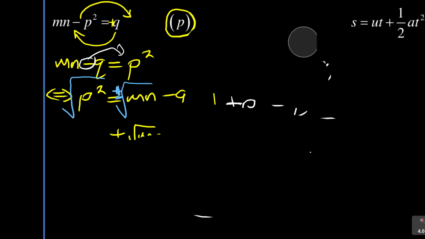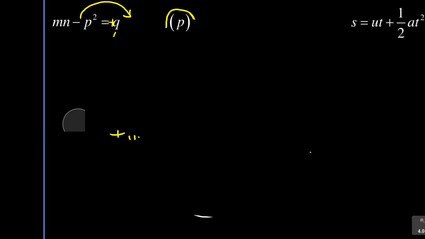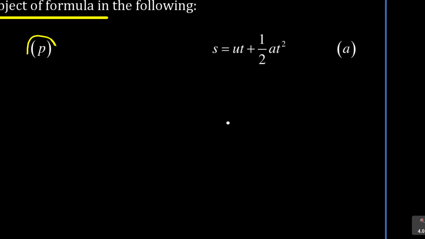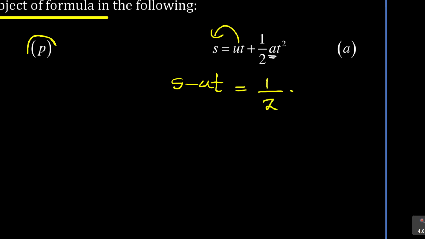Now look at the other one here, the next one here, I think, yes, this one. They want to make A the subject there. You see this one? Now you look at it also carefully here. A is there, and already it's positive. Why don't you take ut to the other side? So you've got S minus ut, you see that, is equal to 1 over 2 at squared, you see.